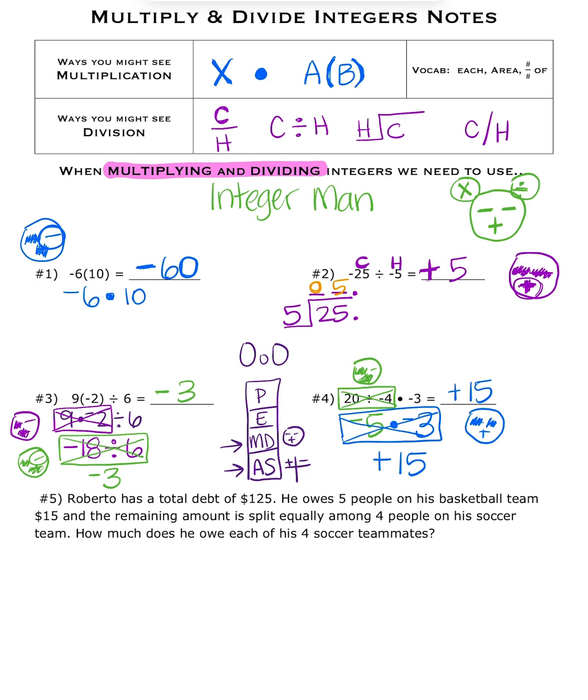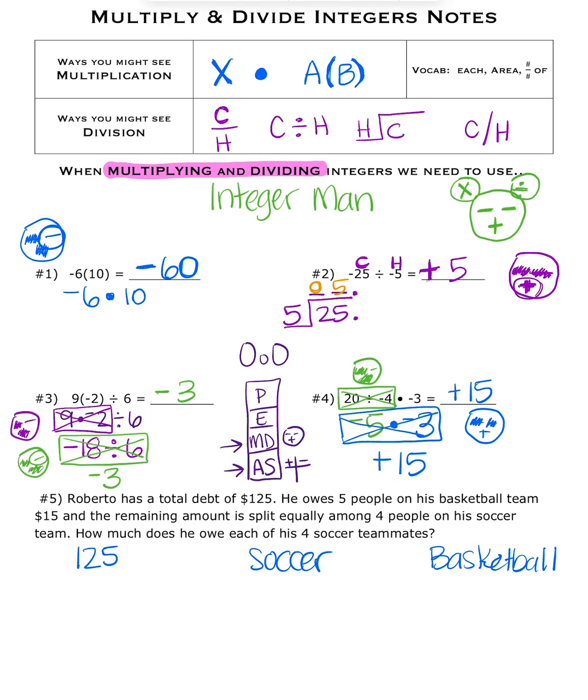All right, so let's read through our word problem here. It says that Roberto has a total debt of $125. He owes 5 people on his basketball team $15, and the remaining amount is split equally among 4 people on his soccer team. How much does he owe each of his 4 soccer teammates? So we know our total debt is $125. We know some of our $125 is going to go to the basketball team, and some of it is going to go to the soccer team. So we need to go back and read and see which one is which.